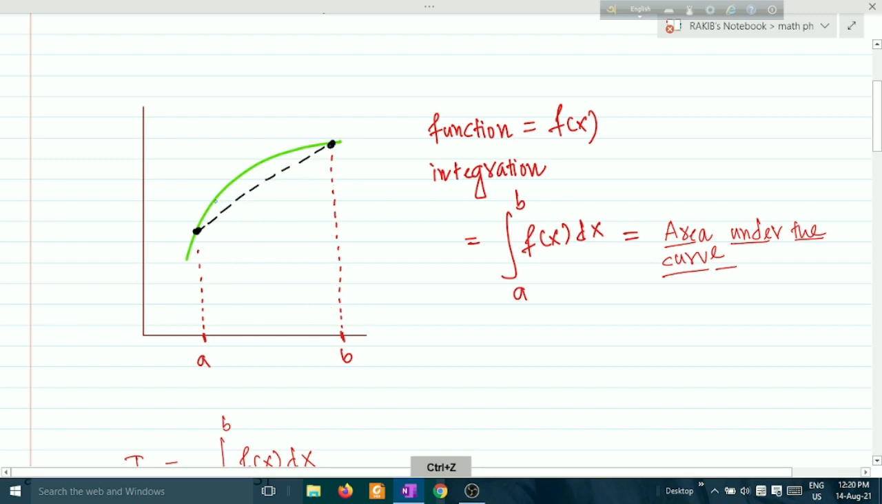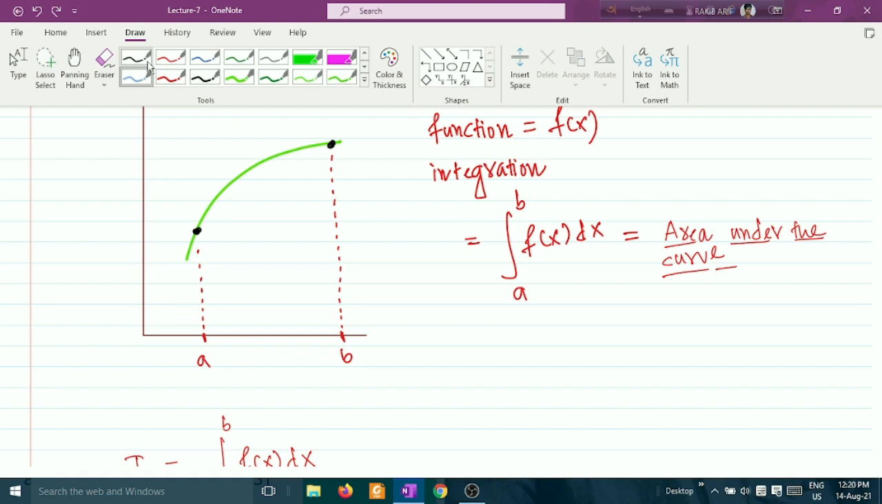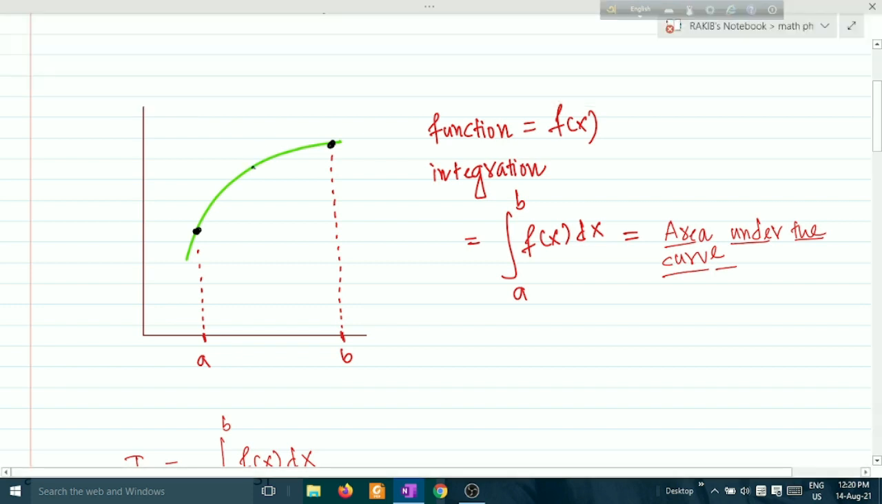And what you have to do in case of Simpson's 1/3 rule? In case of Simpson's 1/3 rule, you are allowed to draw a very middle point. This is the point, and you are taking an extra point, and then you are connecting this. Okay, this is a straight line.